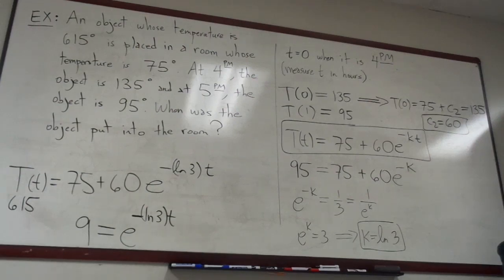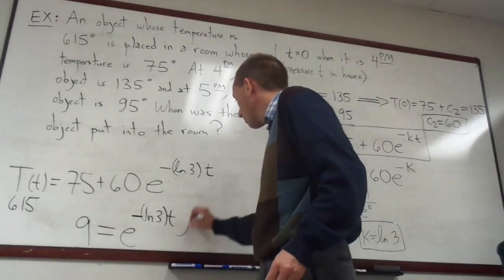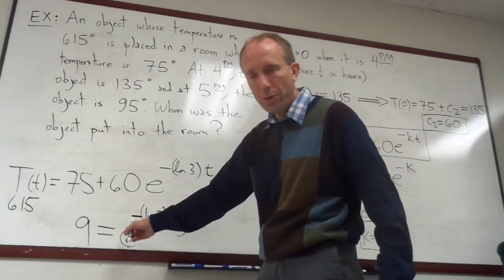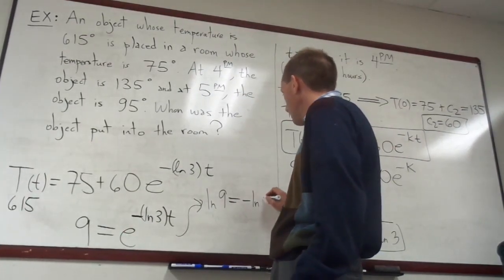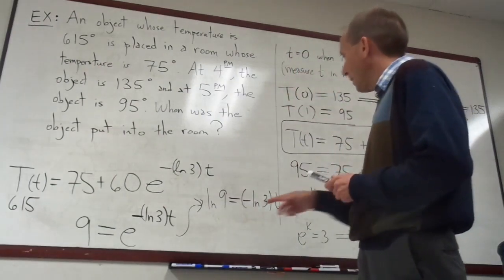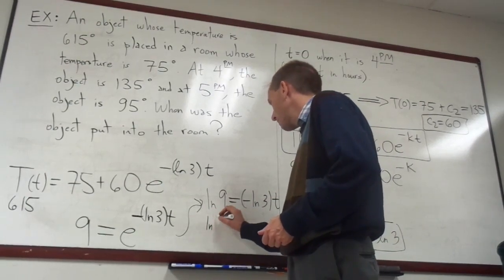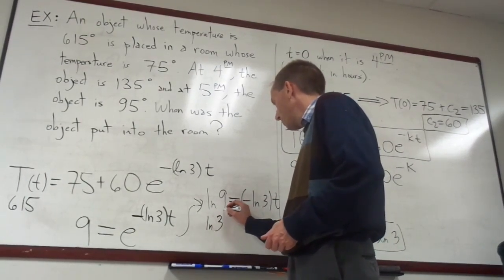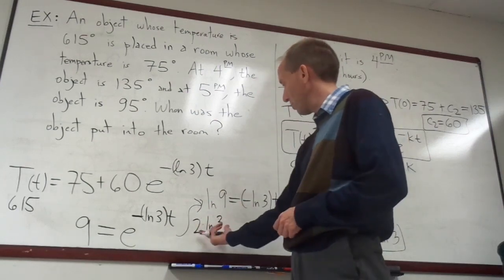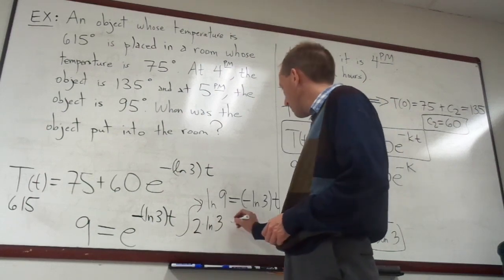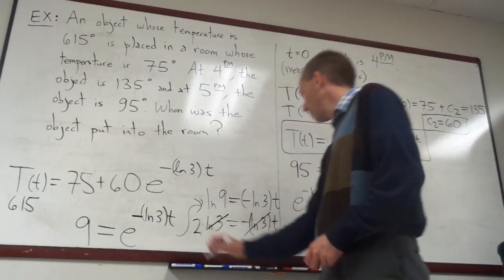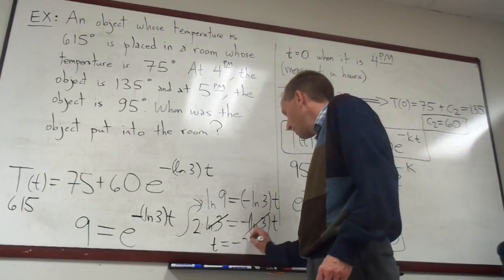Now there's more than one way to do this. You can take the natural log of both sides. So the natural log of 9 is equal to, the natural log cancels the e right here, negative the natural log of 3 times t. And 9 is the same as 3 squared. So when we have a squared on that ln, we can pull the power out in front. This is really just the same thing as the ln of 9. So this is equal to negative ln of 3 times t. So you can cancel the ln of 3's and you get t equals negative 2.